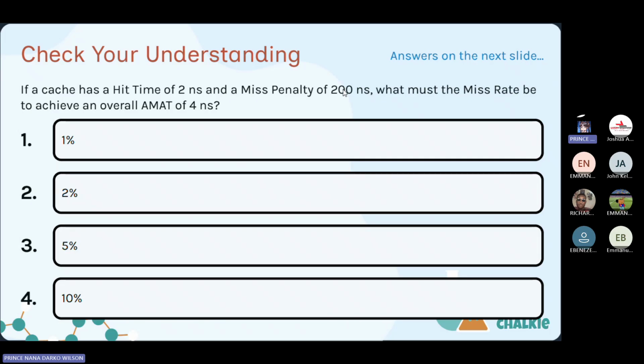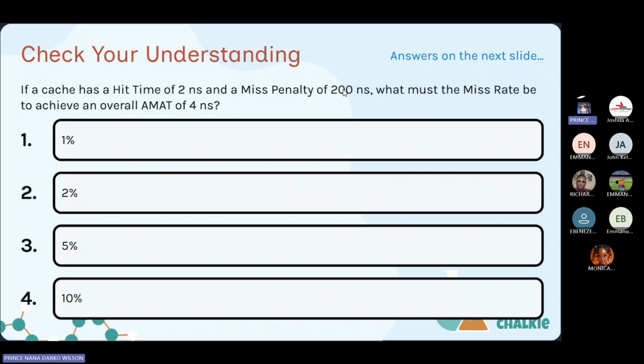So if we group like terms, we are going to have 4 minus 2 is equal to 200x nanoseconds. 4 minus 2 gives us 2, and 2 is equal to 200x. It means we just have to divide both sides by 200 to get x standing alone. That will become 2 over 200, which is equivalent to 1 over 100. And that gives us 1%. So 1% is the correct answer for this particular problem.